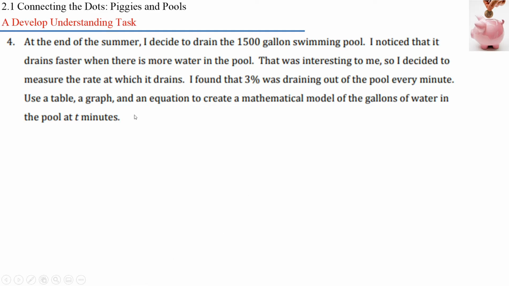Take great notes. At the end of the summer, I decide to drain the 1,500-gallon swimming pool. So you know we always start with a sequence. And I'm going to start, the pool is full, so I'm going to start with 1,500 gallons. I notice that it drains faster when there is more water in the pool. That's because of water pressure. That was interesting to me, so I decided to measure the rate at which it drains. I found that 3% was draining out of the pool every minute. 3%. That's a common ratio.